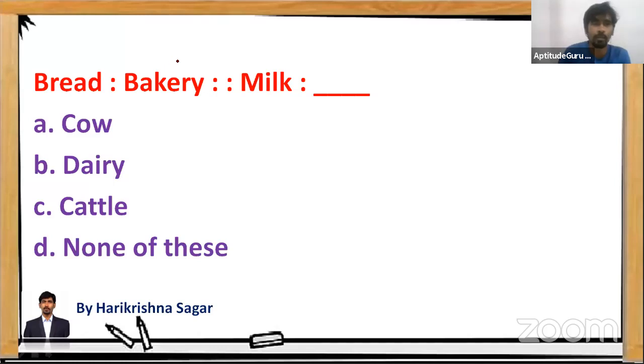Bread, bakery, milk, dash. Nice, good responses from the students. So we can definitely say bread we can find in a bakery, milk we can find in a dairy. We can mark the answer choice as B.